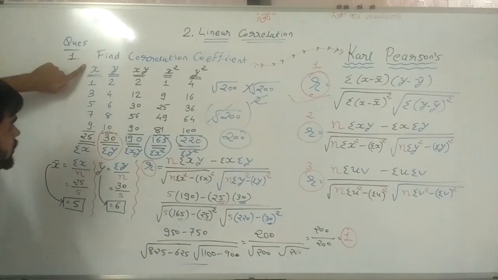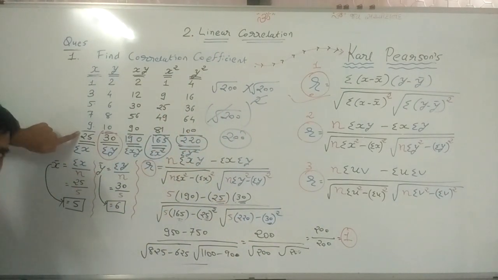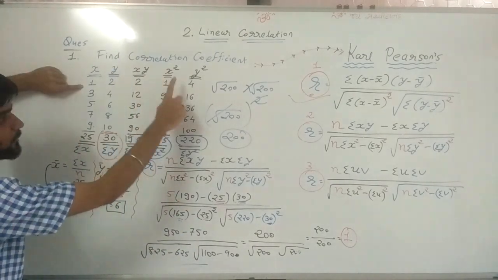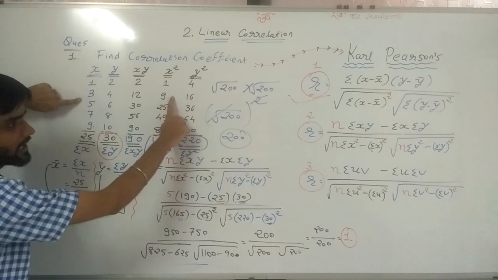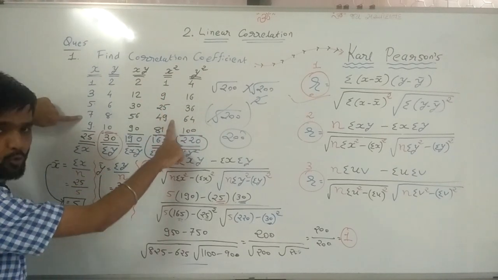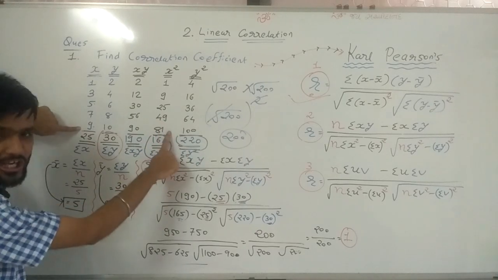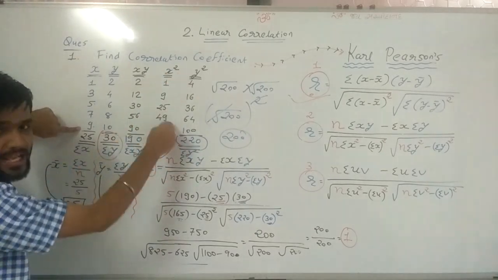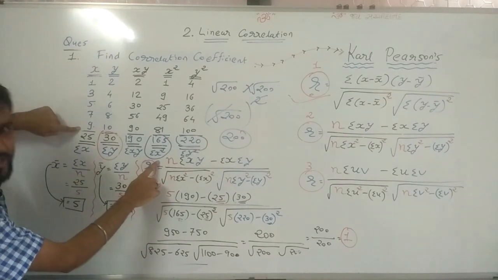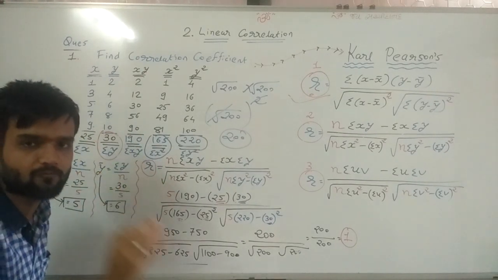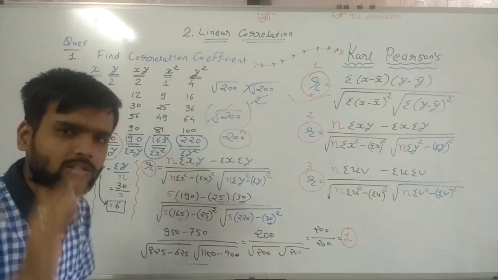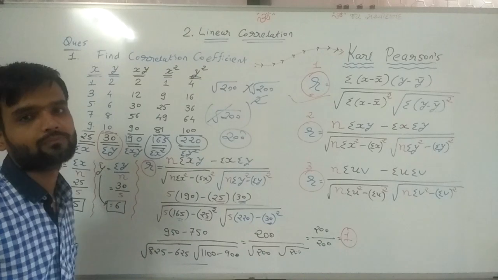So here column x is given, we need to find the square of that. The squares are 1 square 1, 3 square 9, 5 square 25, 7 square 49, 9 square 81, and the total of these x square values is called sigma x square, and its answer is 165. So sigma x square is equal to 165.